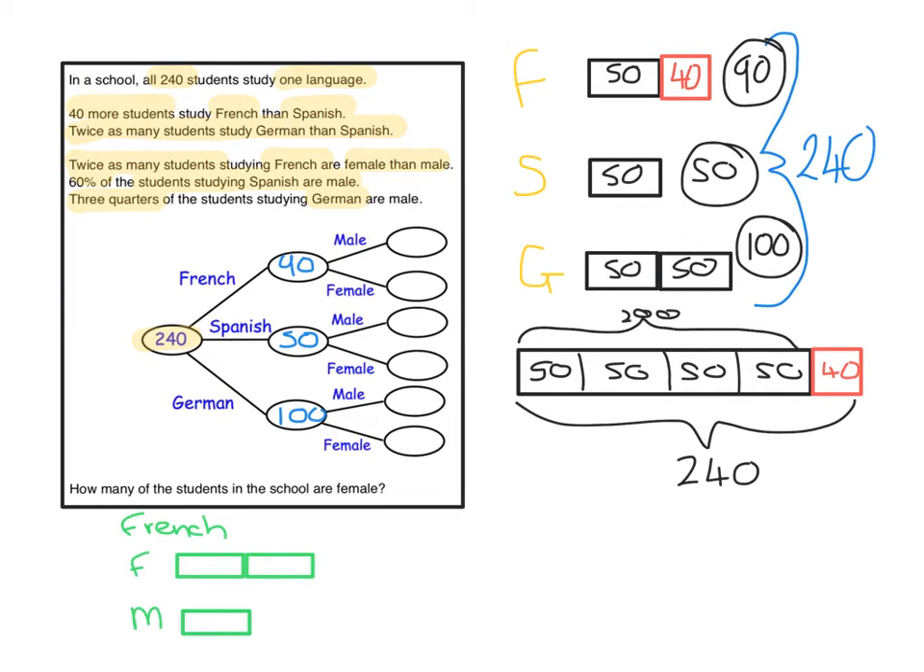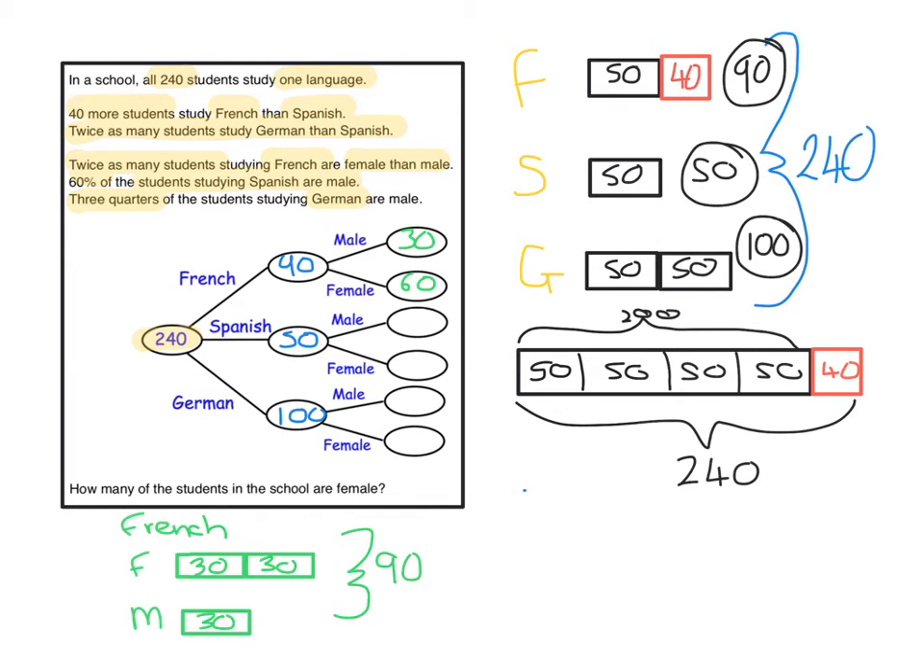Now we know we've already got the answer for French. We know that there's 90 people. So that's going to be 90 split into these 3 green boxes. So there's going to be 30 in each. So that means there's 60 female and 30 male. Okay, so now let's have a look at Spanish.